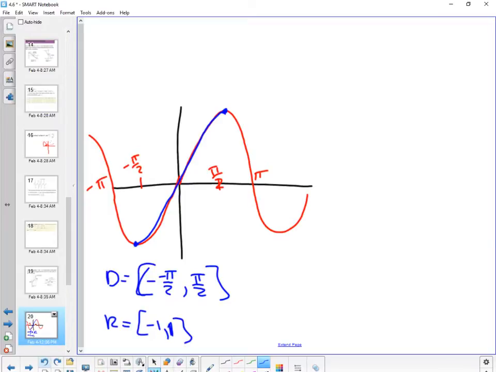Does this make sense so far? Well, what's my amplitude? How far up does it go? 1. How low does it go? -1. Okay? Because we always go from smallest to biggest. We read left to right, and bottom to top. Okay? So you're okay with this?